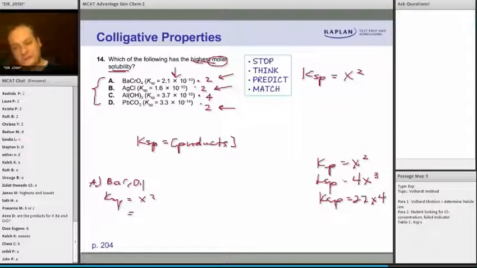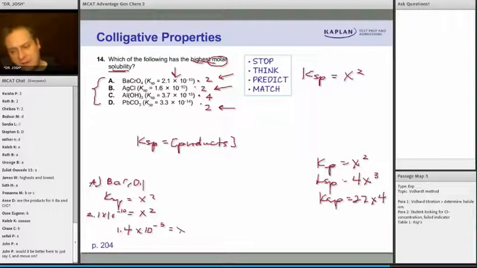Solve for x, so we end up with 2.1 times 10 to the negative 10th equals x squared. Take the square root of both sides, you get roughly 1.4 times 10 to the negative 5th equals x. So the molar solubility here is 1.4 times 10 to the negative 5th. Note, lower KSP for AgCl means it's going to have a lower solubility than A. D has a lower KSP, therefore it has a lower solubility. All we need to do then is test out C.